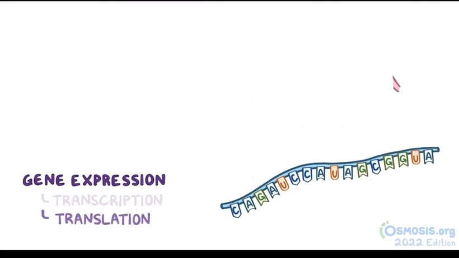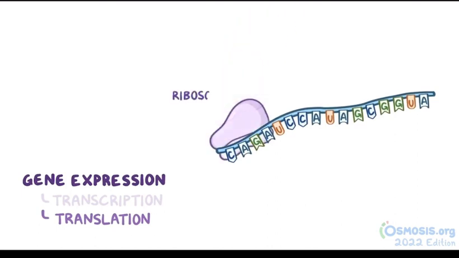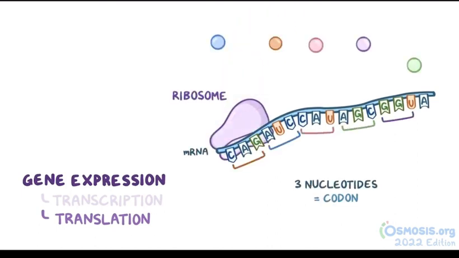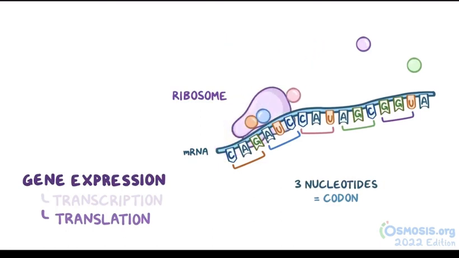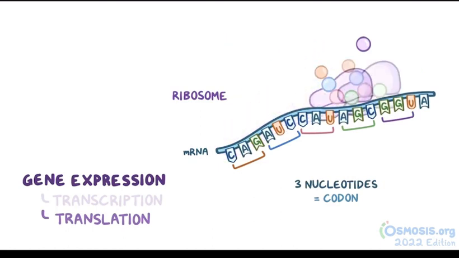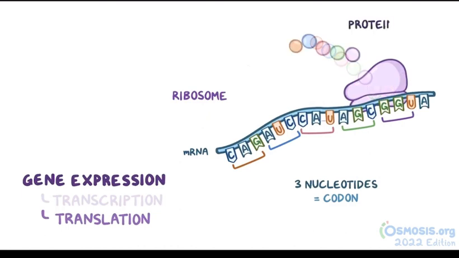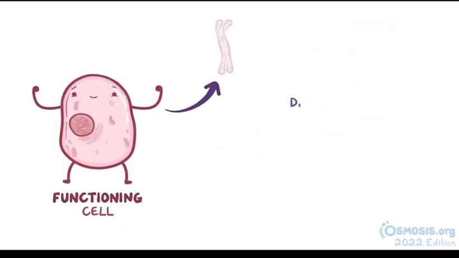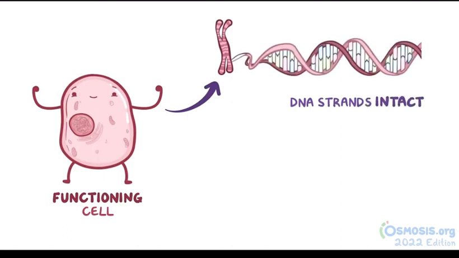Now, during translation, cell organelles called ribosomes read the mRNA molecule in three nucleotide words, called codons, with each three nucleotide sequence coding for an amino acid that will eventually become part of a protein. So for the cell to keep functioning, the DNA strands need to remain intact, or at least mostly intact, in order to pass on or express unaltered genetic information.